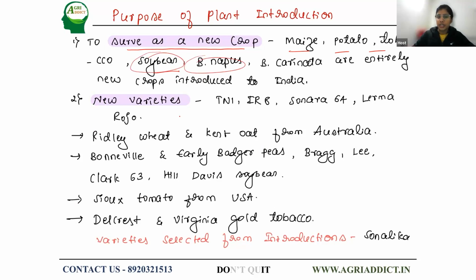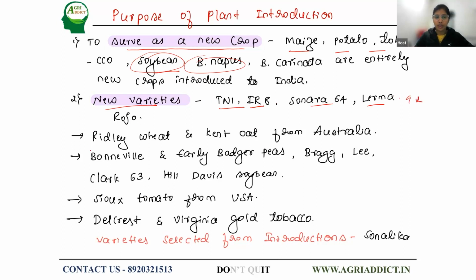Or it could be for new varieties. You don't want a new crop. You have the crop, but you want new varieties in that crop. Then you go for the introduction of new varieties. For example, TN1, IR8, Sonora 64, and Lerma Rojo, through which the Green Revolution was possible.